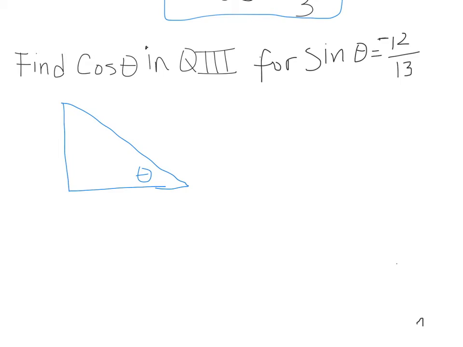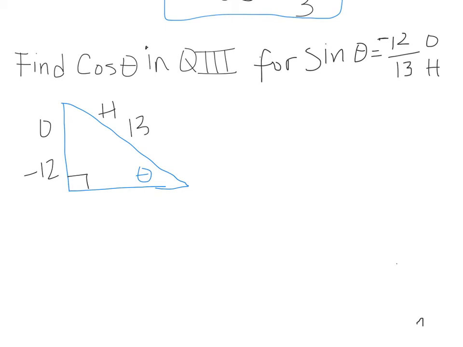SOH CAH TOA, this is the opposite over the hypotenuse. So here's the angle theta right here. The opposite is here, and of course, this is the hypotenuse. Let me go ahead and sketch in the right angle. Then we've got the opposite, which we're going to call negative 12, and we're going to call this hypotenuse 13.